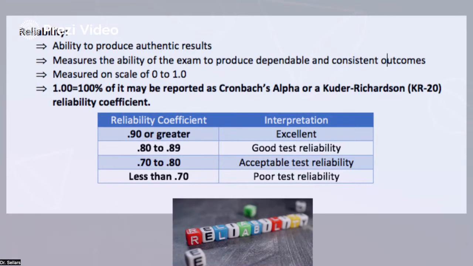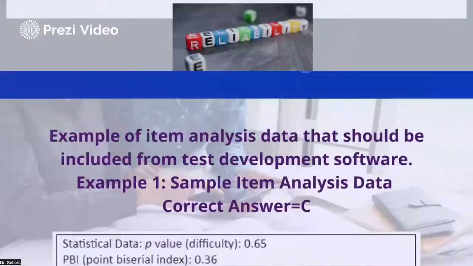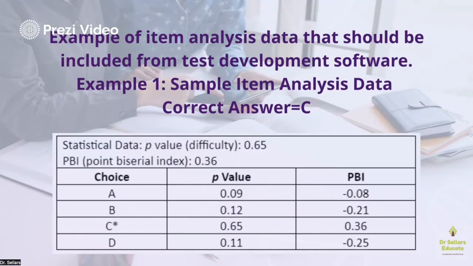Good test reliability is going to be anywhere within the range of 0.7 to 0.89. That is seen as an acceptable to good range. Poor test reliability is going to be less than 0.70, and excellent is going to be anything above that 0.90 range. It's going to indicate that we have developed a very solid, valid, authentic, reliable exam.